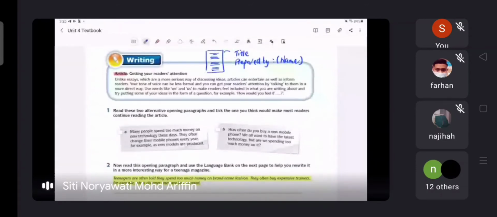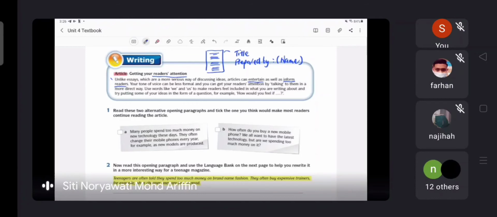Okay, so the first thing that we need to know when we are writing an article is we have to get the reader's attention. Okay, sebab apa? Sebab article, the purpose of an article is to share information, right? Okay, so you must attract the reader in reading your article. Okay, so how to attract, especially in the first paragraph. Okay, so let us look at the explanation here together. Okay, unlike essays, which are more serious way of discussing ideas, article can entertain as well as inform readers. Okay, so inform readers meaning maybe articles would share information lah tu.